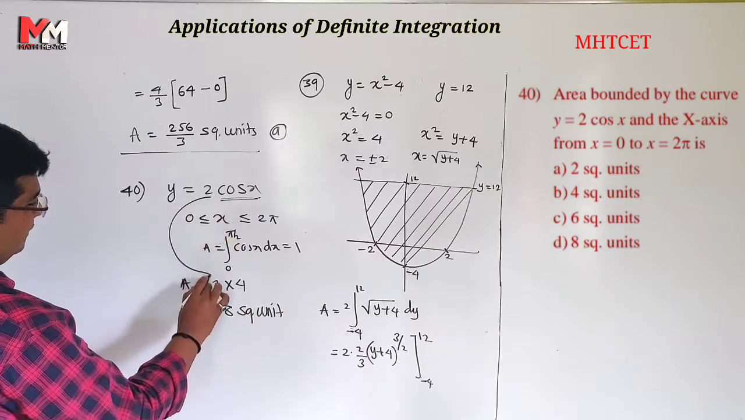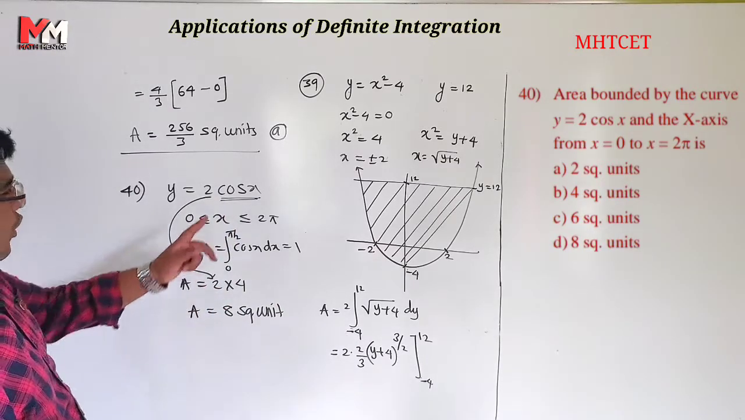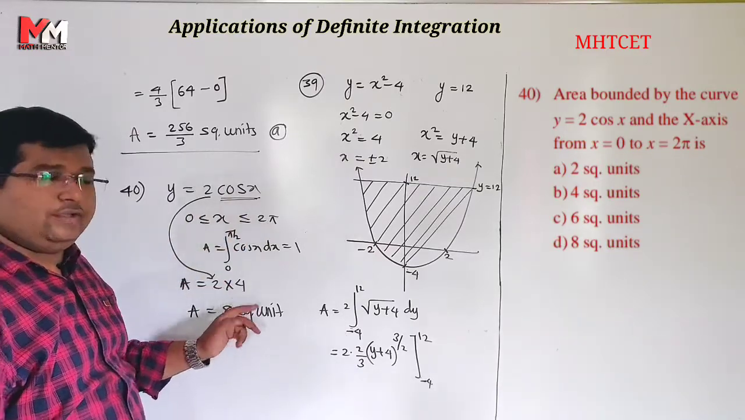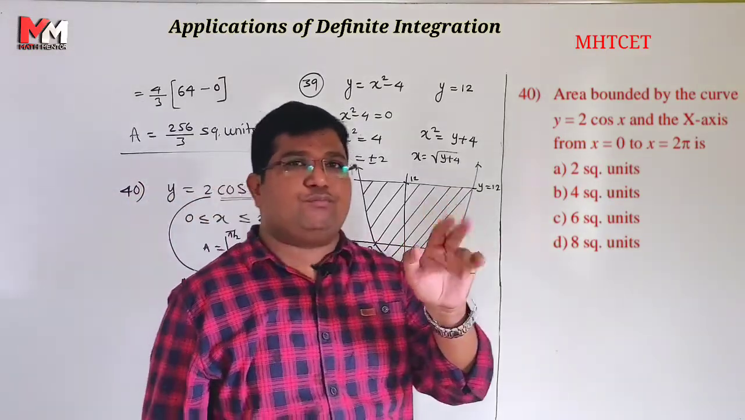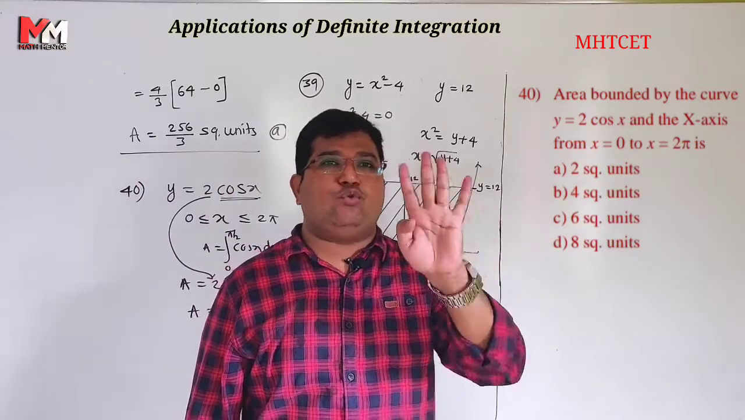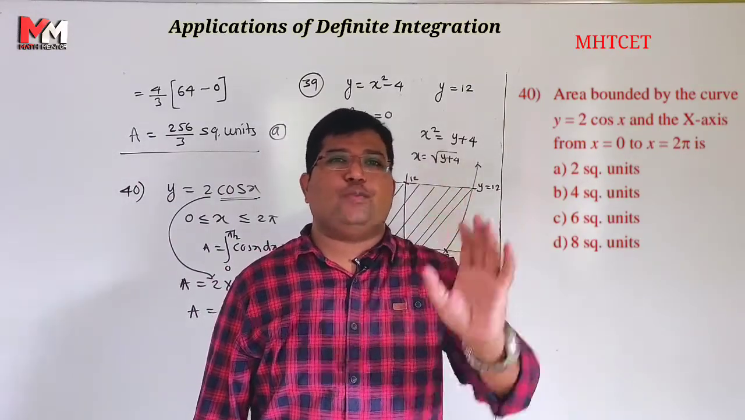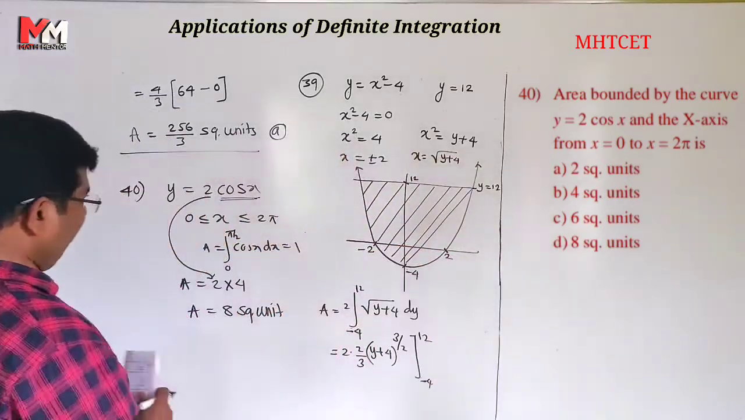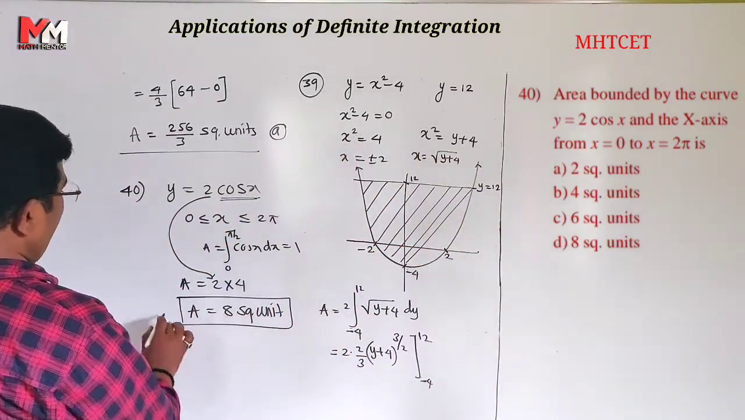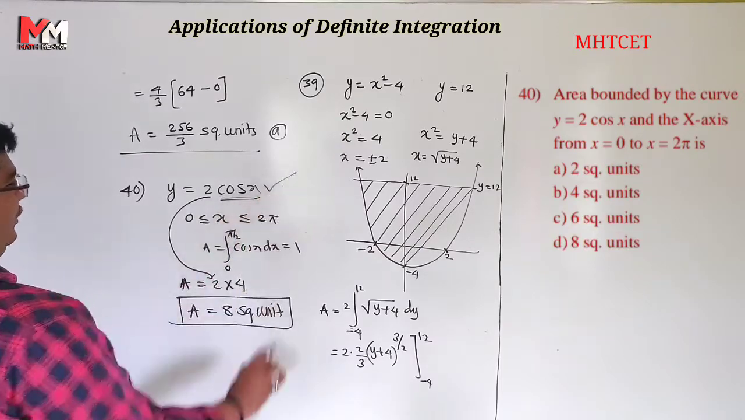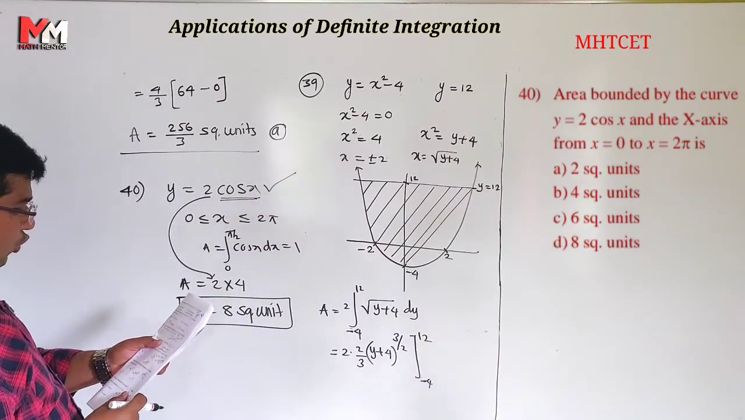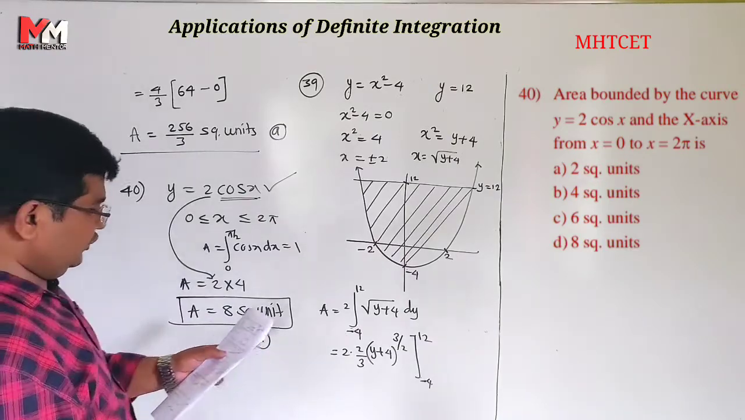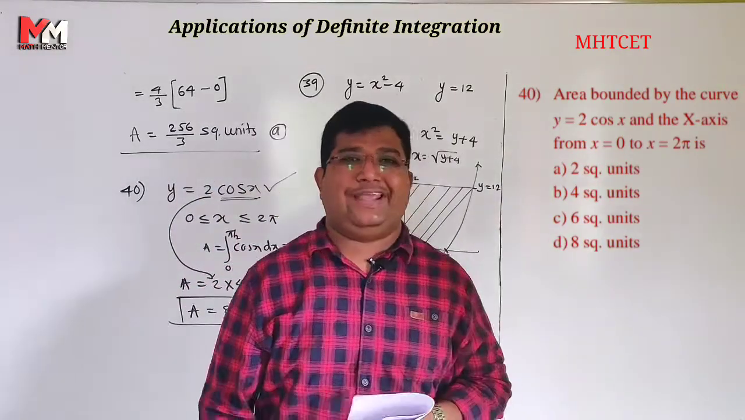The 2 stays as it is. The area of cos x from 0 to 2 pi is 4. From 0 to pi by 2 it is 1, we take it 4 times, so that becomes 0 to 2 pi. So 4 multiplied by 2, that answer is what? 8. So 8 square units, this is the area of this curve y is equal to 2 cos x from 0 to 2 pi. So what is the answer of 40? D. Okay, so this is 39 and 40. We'll take the next.